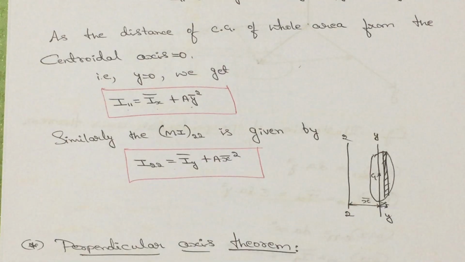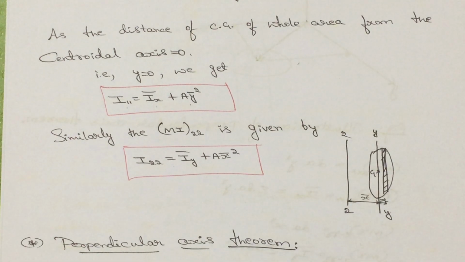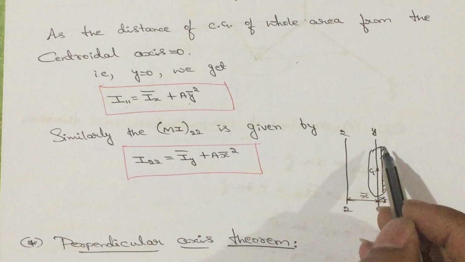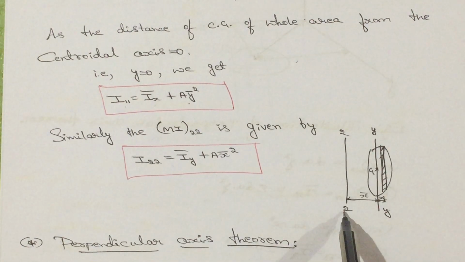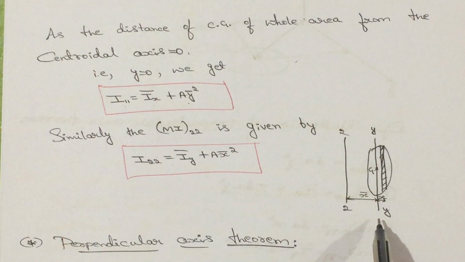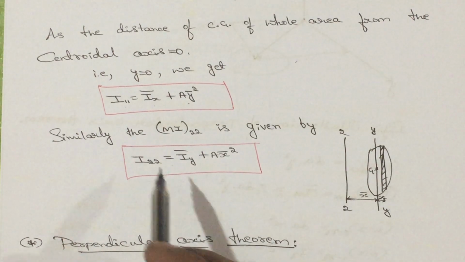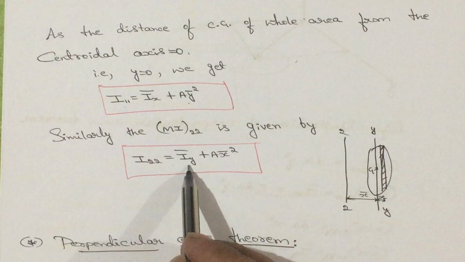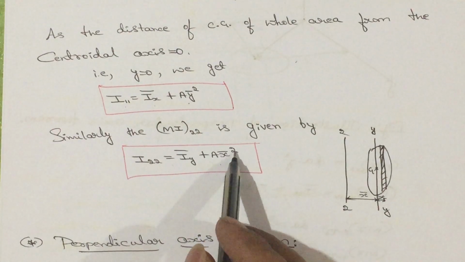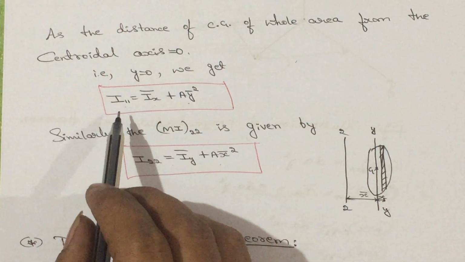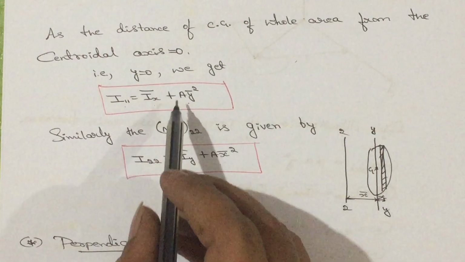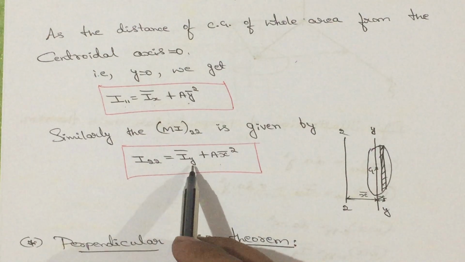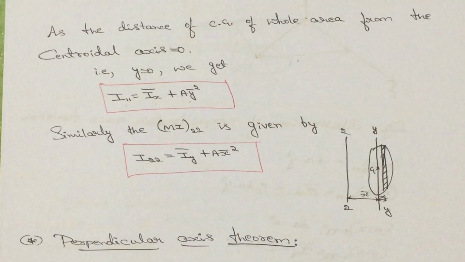Similarly, if we take the y axis passing through the centroid, and if we take the reference axis which is parallel to this vertical centroidal axis, then I22 is given by Iy bar plus A into x bar square. Therefore, we derived the formula I is equal to Ix bar plus A into y square, or I is equal to Iy bar plus A into x square. This is regarding the parallel axis theorem.